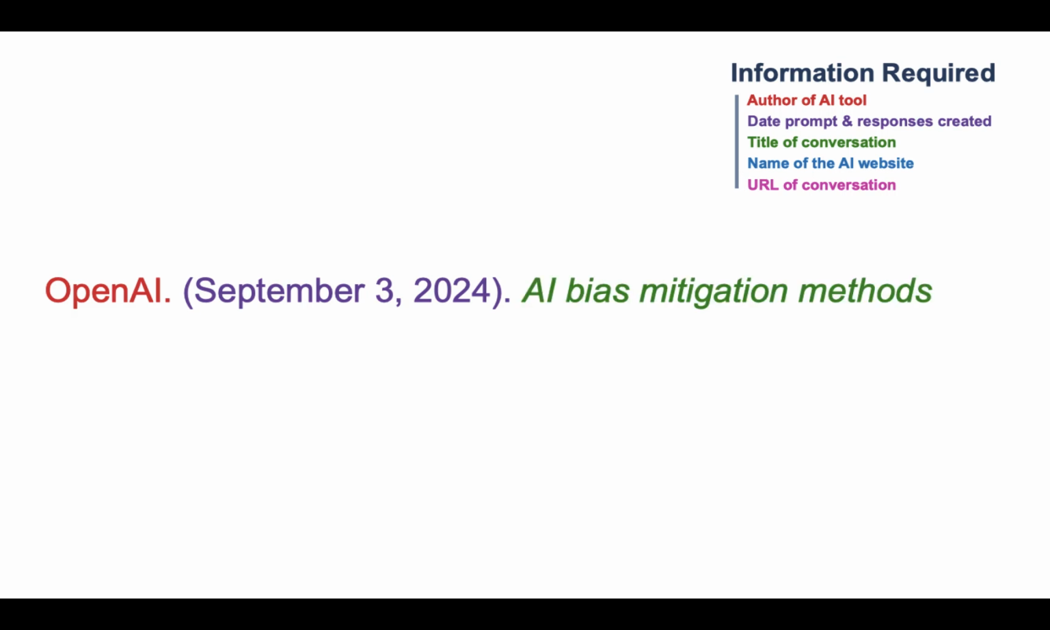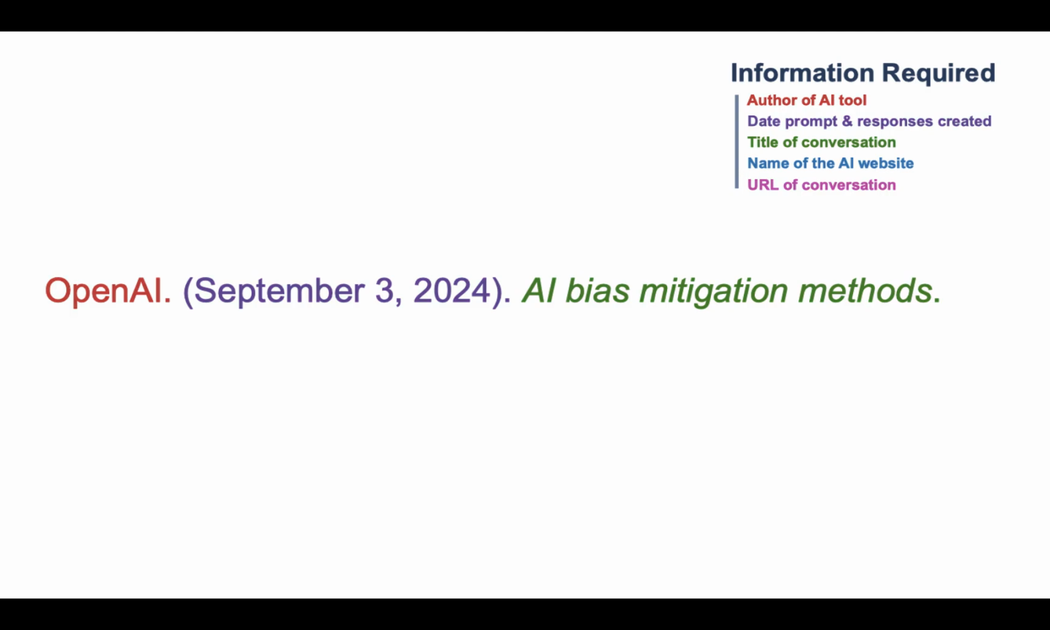The title of the conversation appears next, in italics. ChatGPT creates a title based on the topic of conversation. Note that you can rename the conversation if it's one that you started in your account. Capitalize the first word and any proper nouns. Follow with a period.